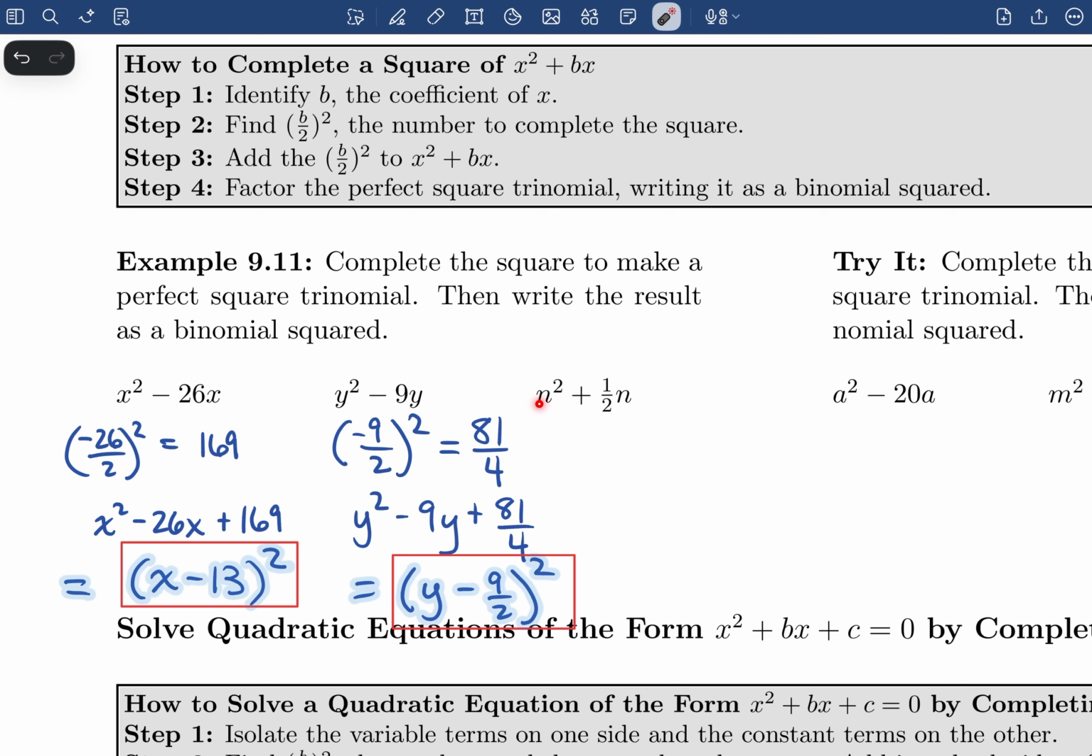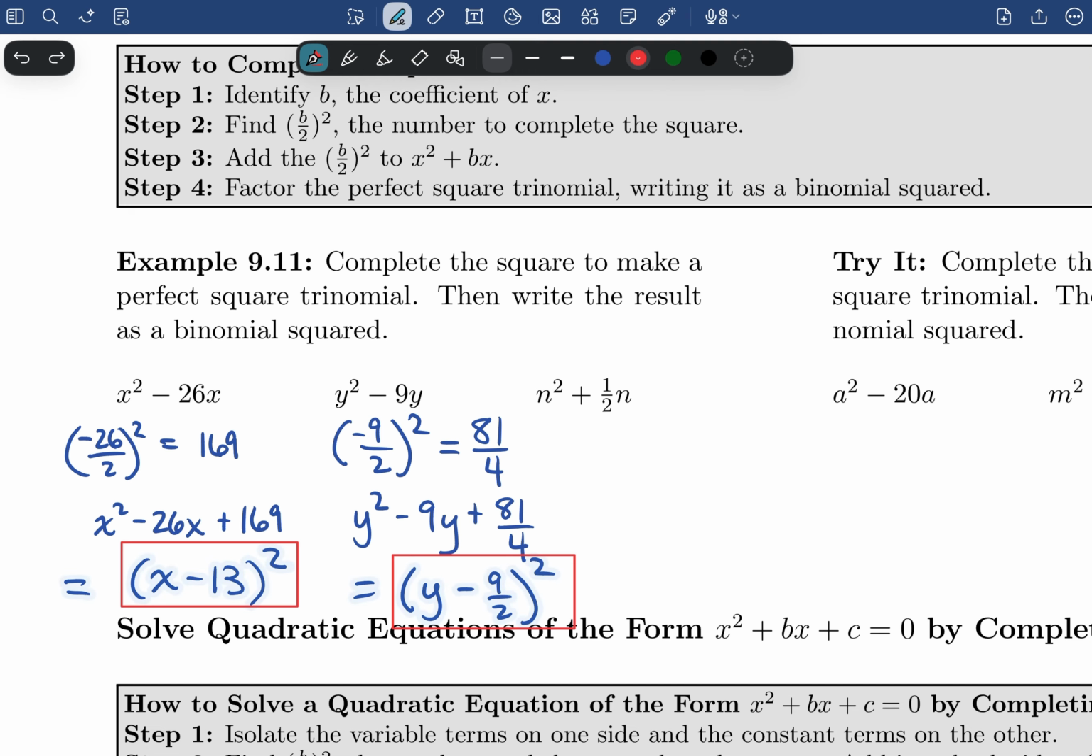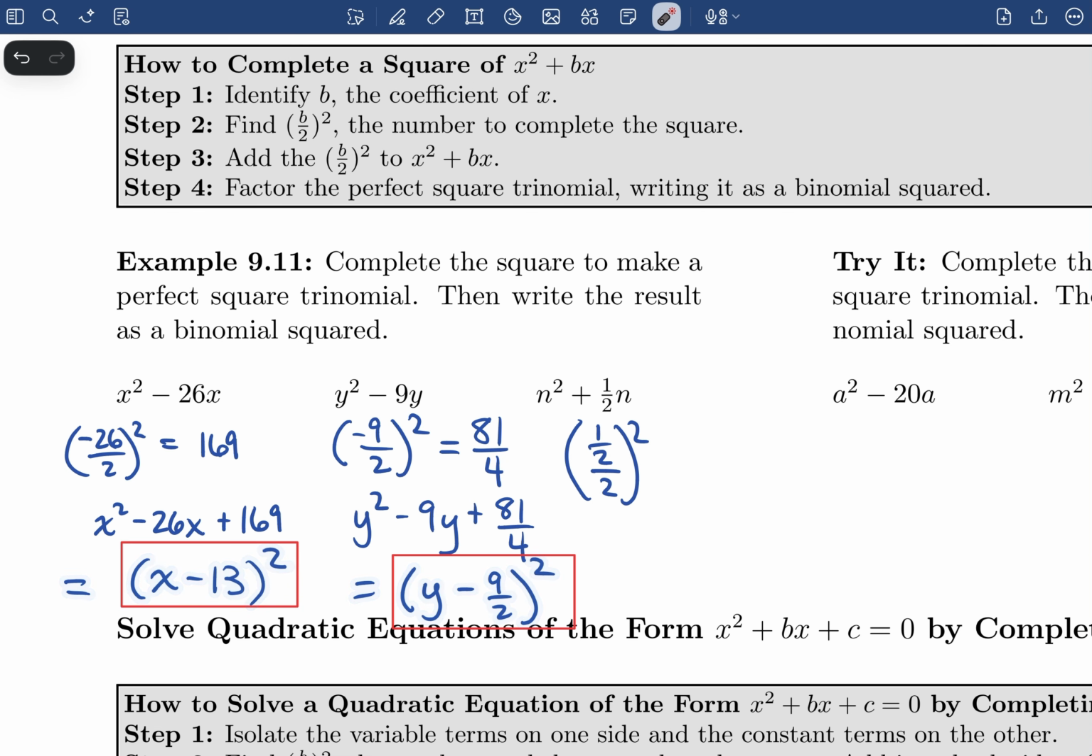And this is n squared plus 1/2 times n. And what is the b value? The b value in this case is 1/2. So I'm taking the b value, 1/2, and I'm dividing that b value by 2, and I'm squaring it. So in step 1, I identified the b value, 1/2. It goes with the linear term. Now I took b divided by 2 and I squared it.